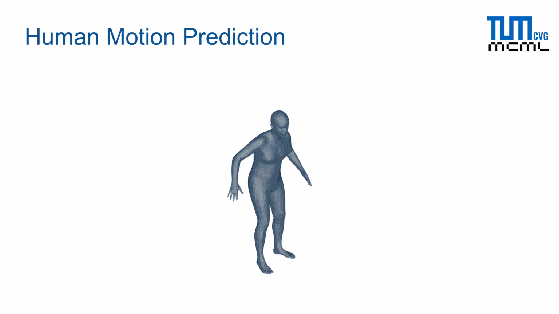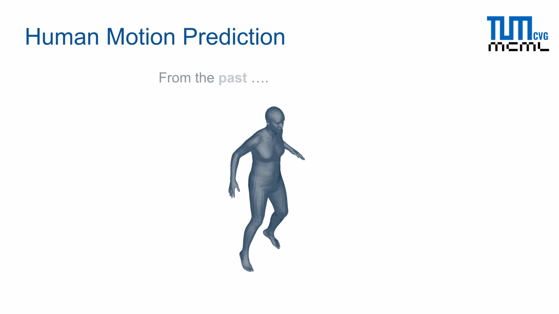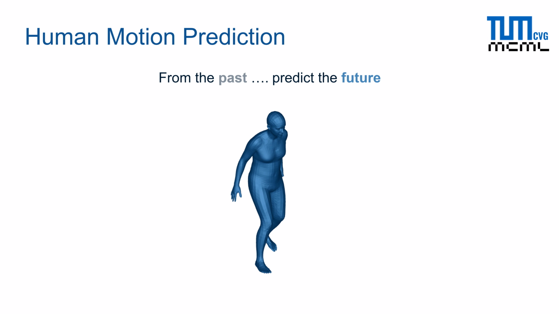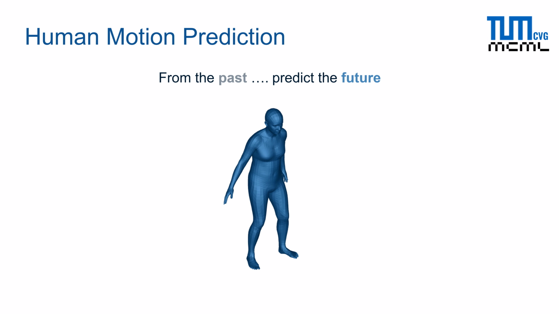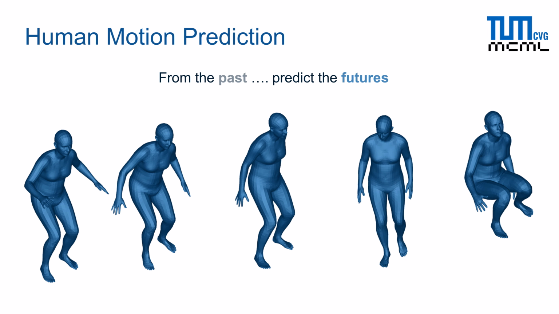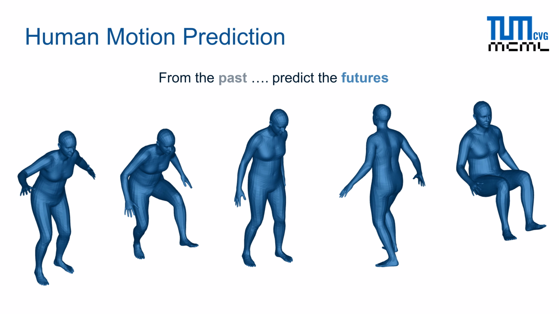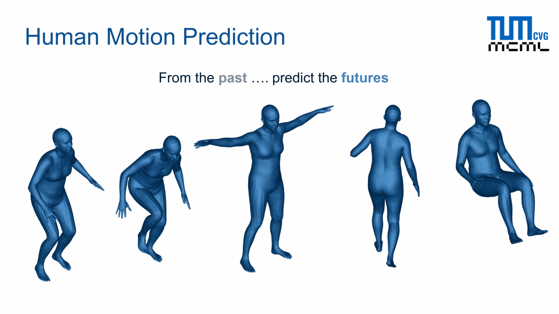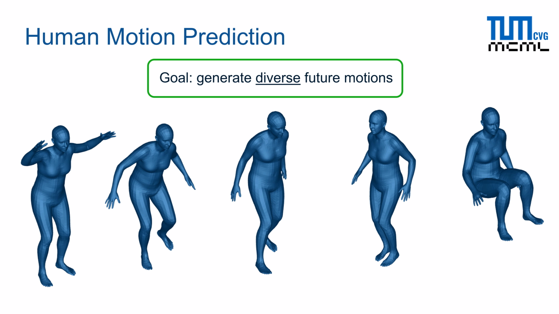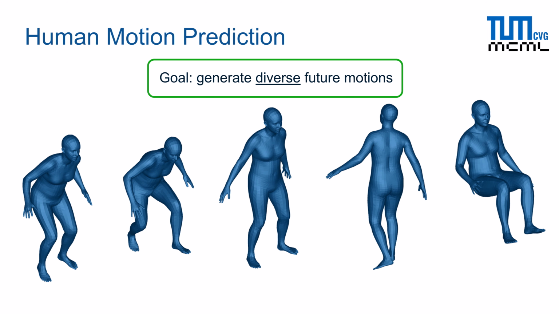Human motion prediction is the task that takes as input a past motion and aims to predict the corresponding future. In the real world, the future is not deterministic, and there are many different possibilities of how a motion may unfold. The goal of this probabilistic task is to generate futures that are diverse among each other and cover a wide range of motions.